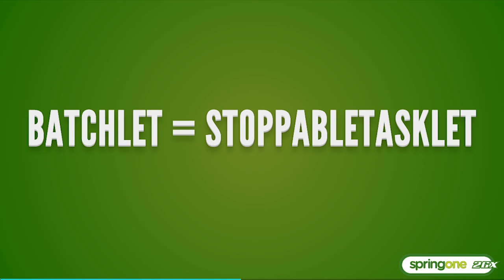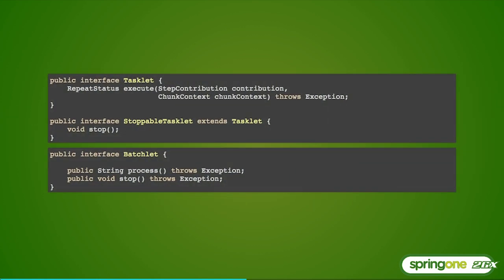What the heck's that? That doesn't exist, right? Well, actually, it does in 3.0. In 3.0, we've introduced the concept of a stoppable tasklet. Essentially, we've extended the tasklet interface to add a stop method. That stop method provides a hook for the runtime to issue a request to a long-running tasklet to stop.